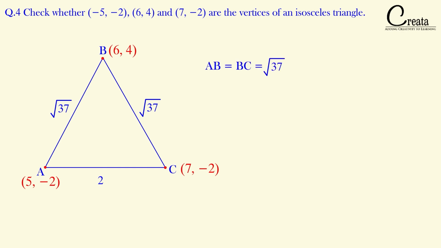Okay, the two sides, AB and BC, are equal to each other, so this triangle is an isosceles triangle. Okay, got it? So with the help of the distance formula, we have proved this triangle ABC is an isosceles triangle. Got it? That is the answer to this question.